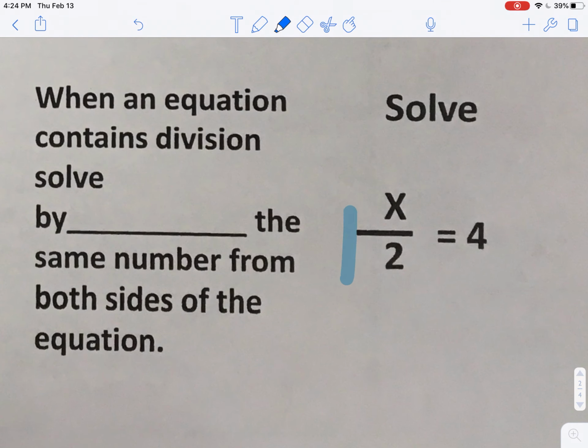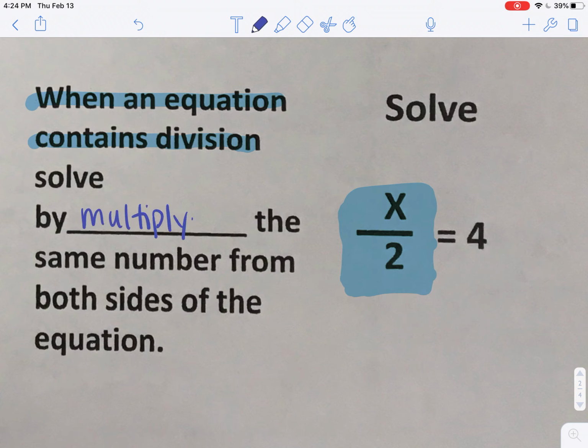So when you see this, remember it's not a fraction. This is actually a division equation. So when an equation contains division, like this one here, we're going to solve by multiplying. That is our inverse operation, multiplying the same number from both sides of the equation. So here, this is being divided by 2. So to get that to go away, I want to multiply this whole thing by 2. And now my 2's go away.